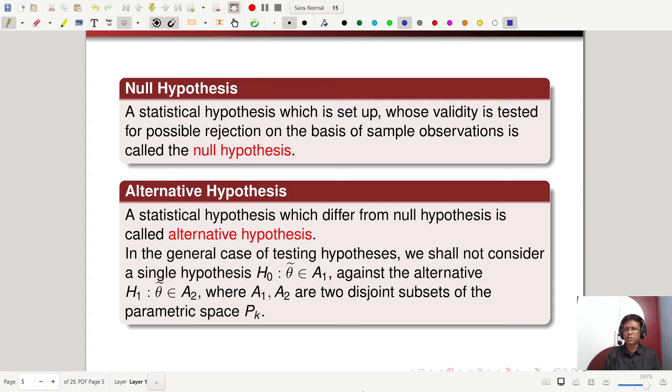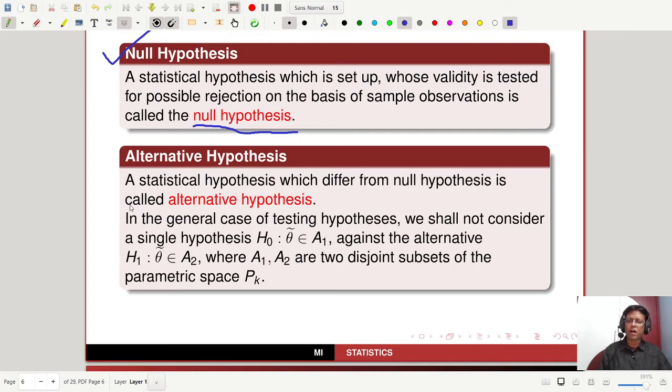Next one is null hypothesis. What is a null hypothesis? A statistical hypothesis which is set up, whose validity is tested for possible rejection on the basis of sample observations, is called a null hypothesis. And what is an alternative hypothesis? Alternative hypotheses are statistical hypotheses which differ from the null hypothesis.